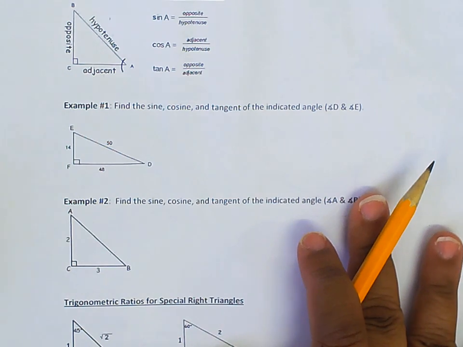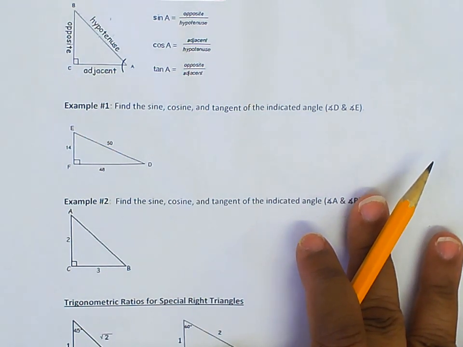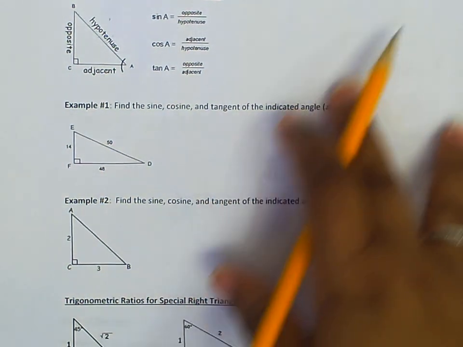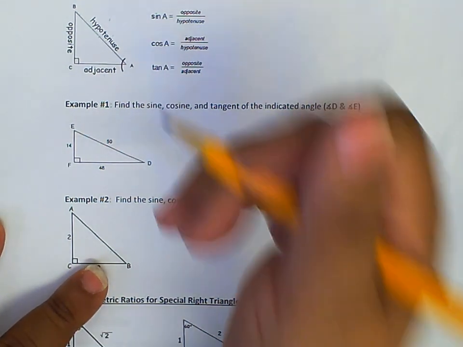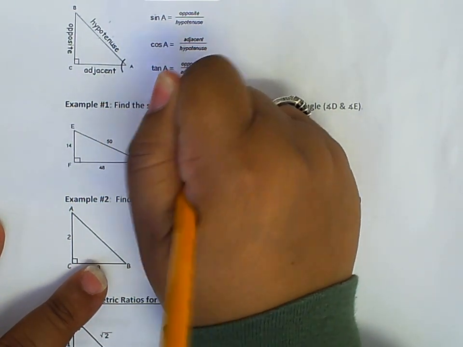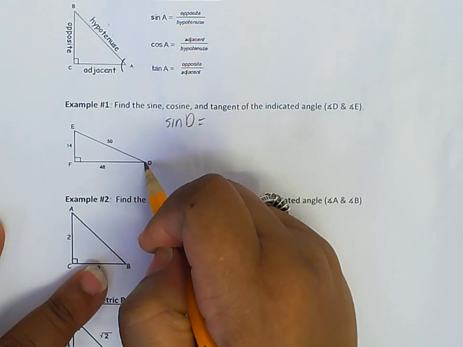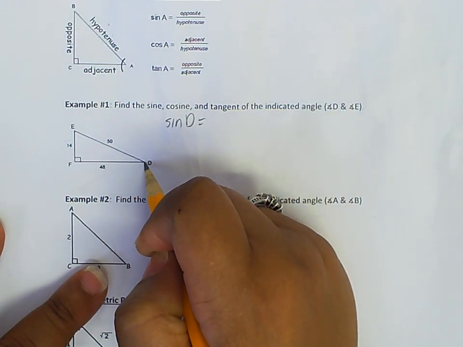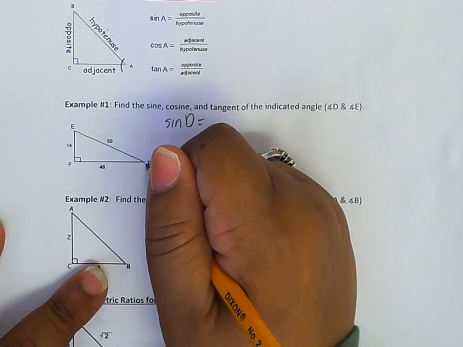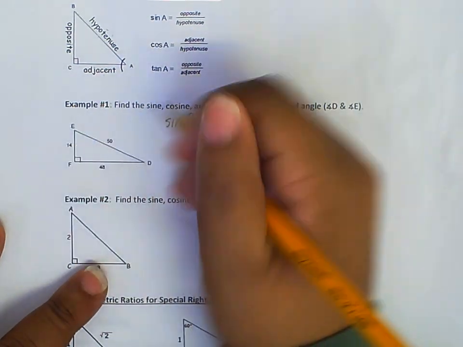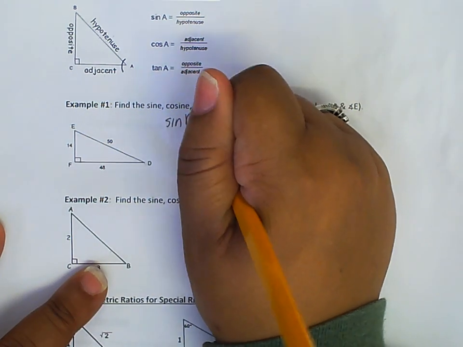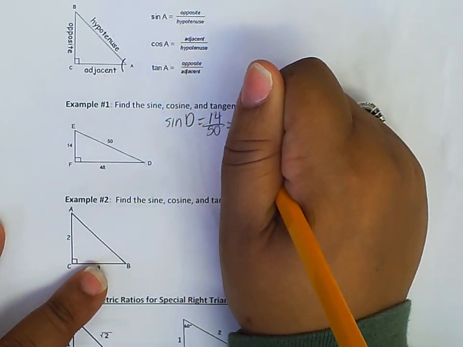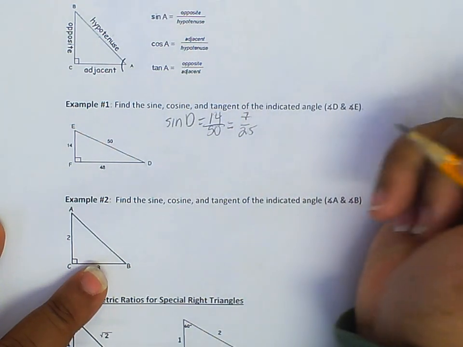Example 1. So we're just going to write trig ratios on these. It says find the sine, cosine, and tangent of the indicated angles D and E. So let's do angle D first. So I'm going to do sine D. So I put my pencil on D, and then from here I see it's opposite. So opposite here will be 14 over hypotenuse is 50. You always do want to reduce your fractions if they reduce. So that reduces to 7/25.